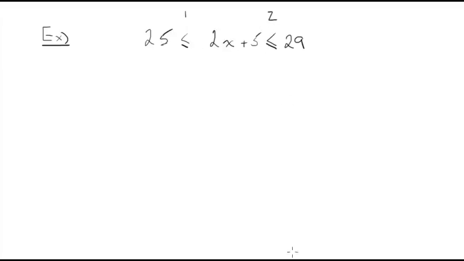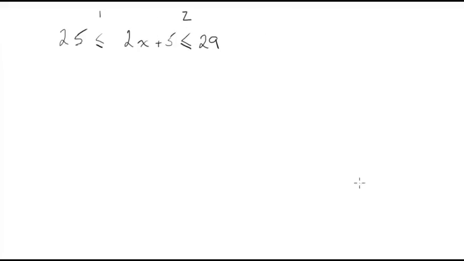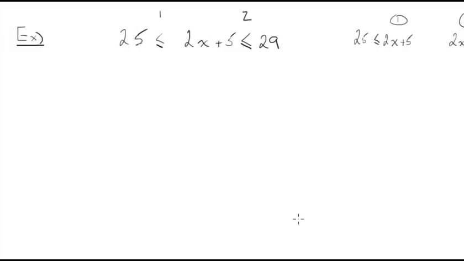So what you could do is solve them both separately. You could break this up into one inequality, 25 less than or equal to 2x plus 5, and solve that inequality. And then there's another one, 2x plus 5 less than or equal to 29, and solve this inequality. So you could solve both these inequalities separately and then combine their answers at the end, but what's actually easier to do is to just solve them at the same time. So just isolate for x in the middle. So we just want to isolate for x here.